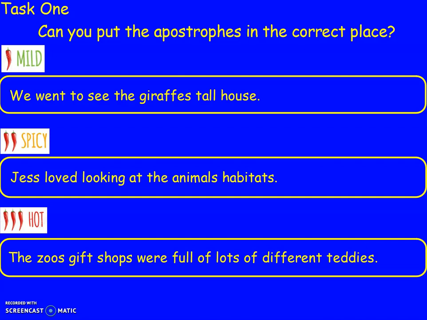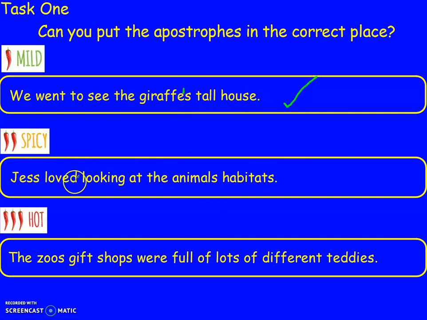Okay, so when you've had a go at adding the apostrophes, let's see how we've done. So mild, the apostrophe would go here, because it's the tall house belonging to the giraffe. Okay, but because it's just one giraffe, a singular, it would go here.